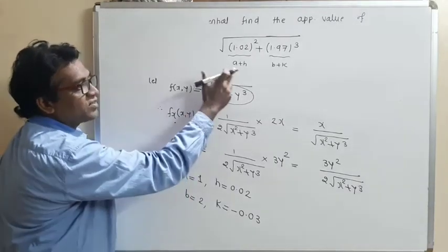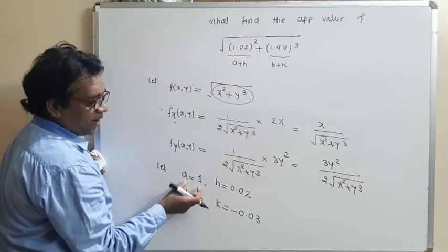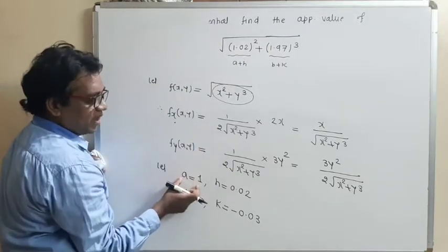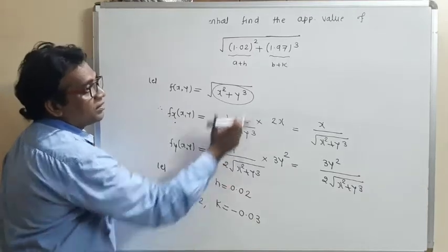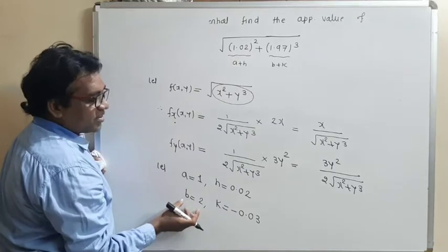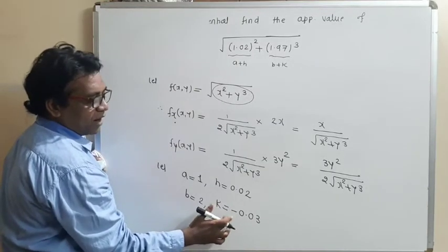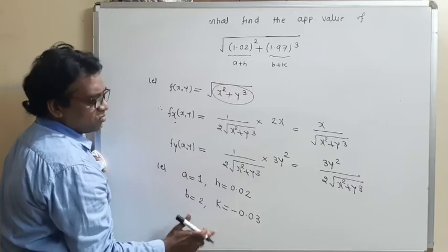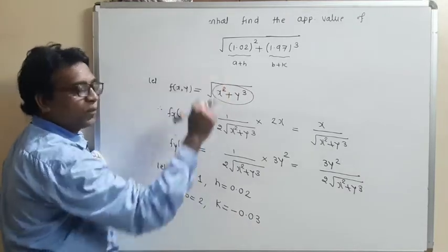What is our a plus h? A plus h will be 1.02. So what is our a? It is near about 1, so a will be 1 and h means the remaining quantity. This is our b plus k. Now this is near about 2, so let us take b equal to 2, and the remaining quantity k will be minus 0.03. So if you add b and k, that will be 1.97.